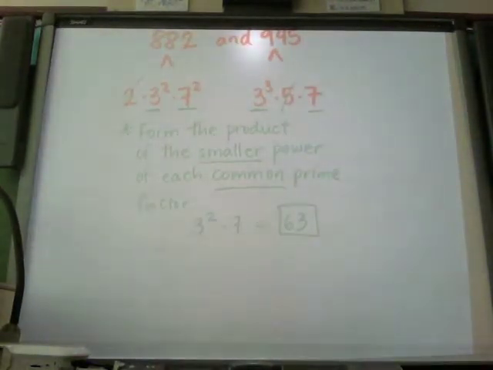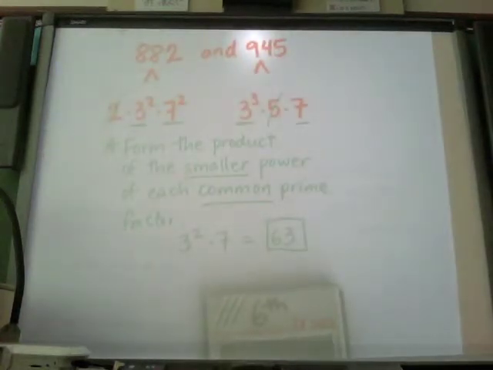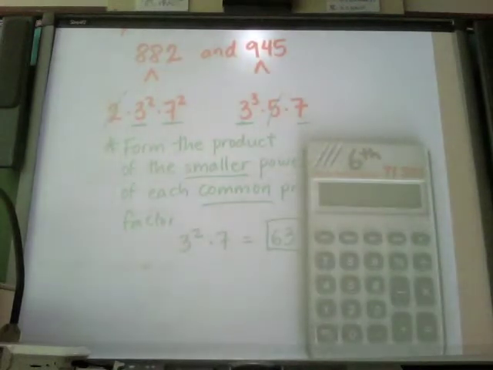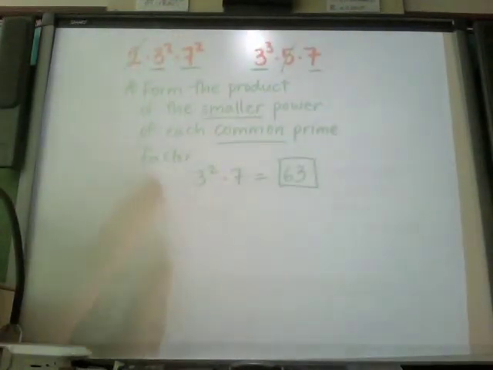I'll tell you right now, if you were to try to list all these factors, I guarantee I probably would not have found that 882 divided by 63, 14 times 63 makes 882. I wouldn't have found that if I was just listing them. So for big numbers, if you have to find the GCF, this is the way you want to do it.